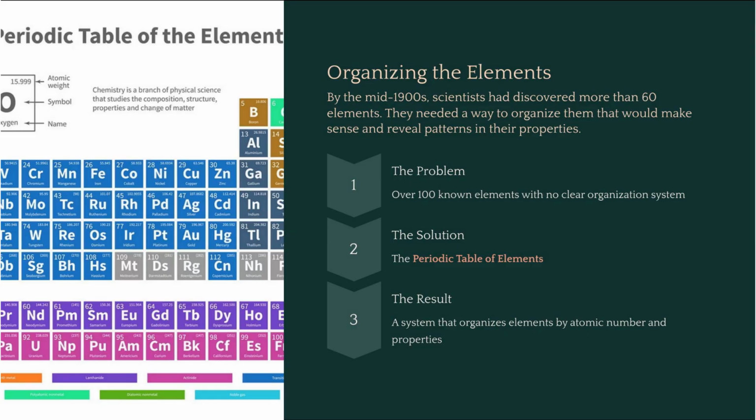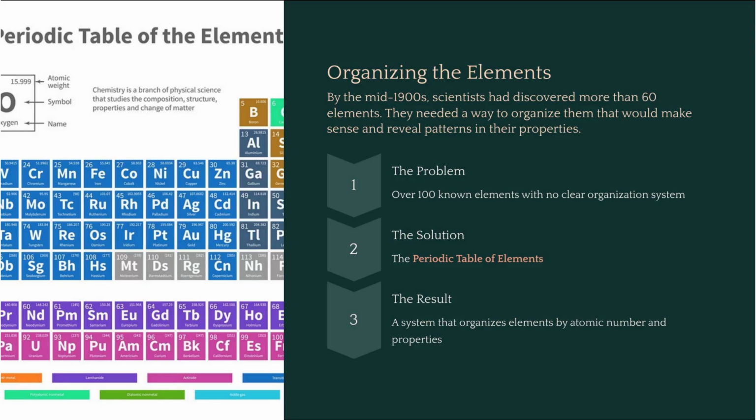With over 100 elements now discovered, scientists needed a powerful way to organize all this data. Imagine a library without any organization. You'd never find a book. The solution is one of the most brilliant organizational tools in science, the periodic table of elements. It organizes all the known elements in a way that lets us predict their properties just by looking at where they are placed.